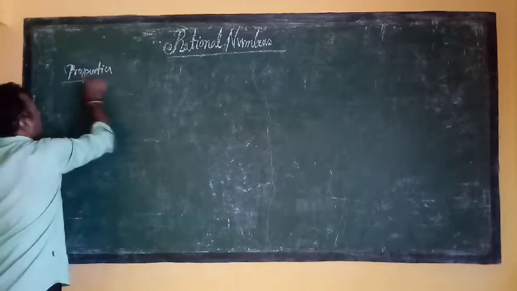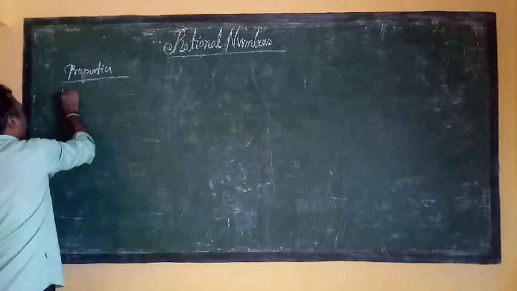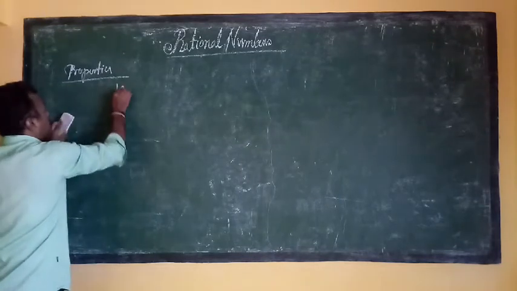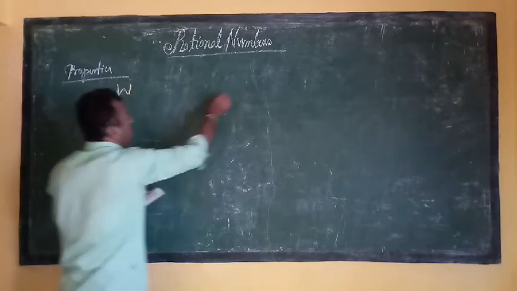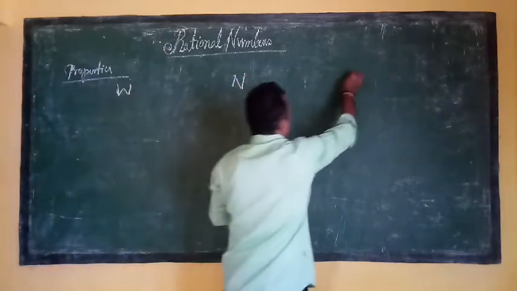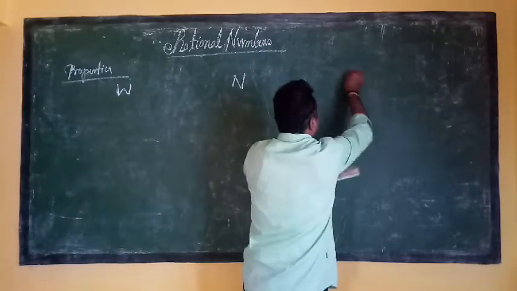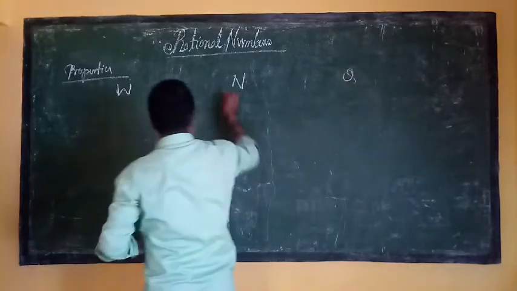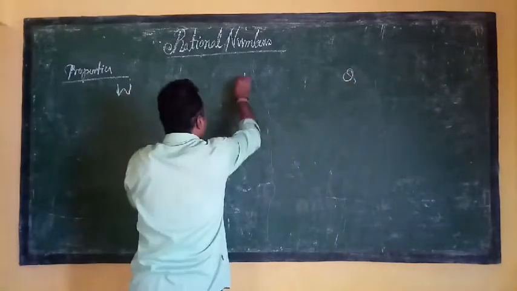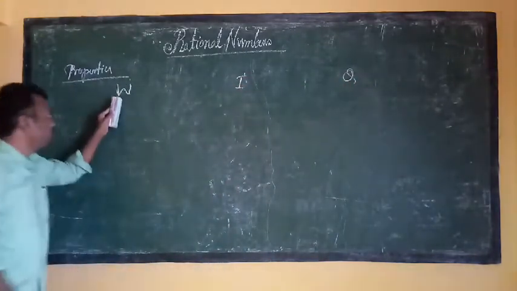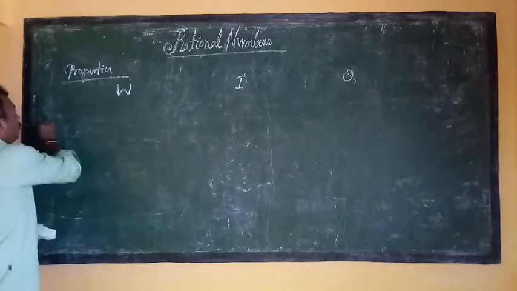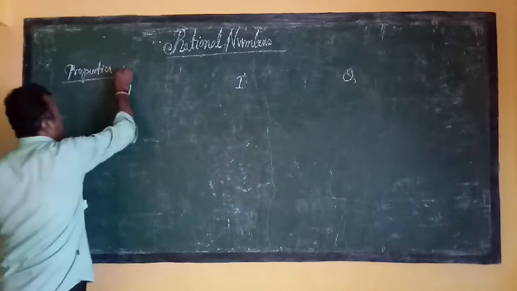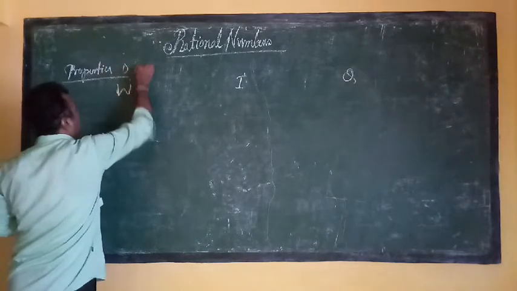Properties of rational numbers. So first of all, I will take whole numbers, natural numbers and rational numbers. Okay, see students, not natural numbers, integers I will take. So whole numbers and the natural numbers are included in the whole numbers. So the first property is called closure property.